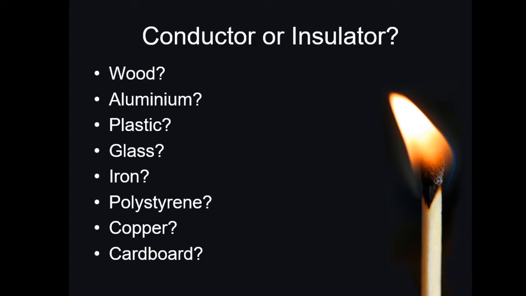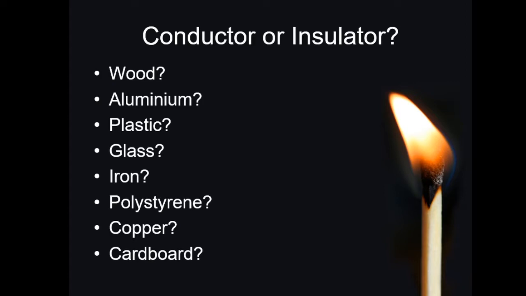How about glass? Glass is also an insulator. It doesn't allow the flow of electrons easily from atom to atom. Okay? So glass is also an insulator. Now, how about iron? Again, iron is metal. Okay? So the electrons involved in the metallic bond of iron are free moving, causing it to be a good conductor.